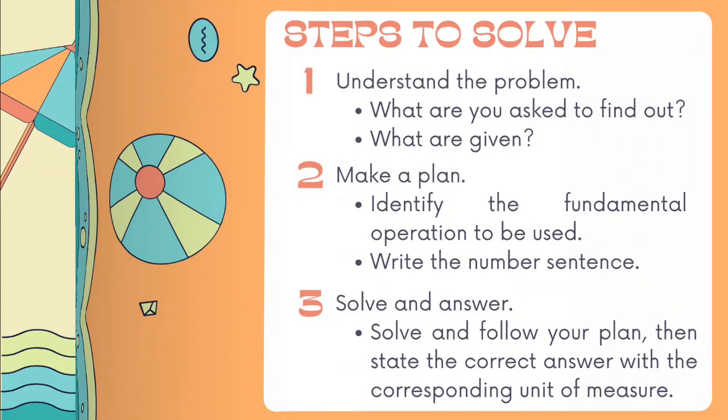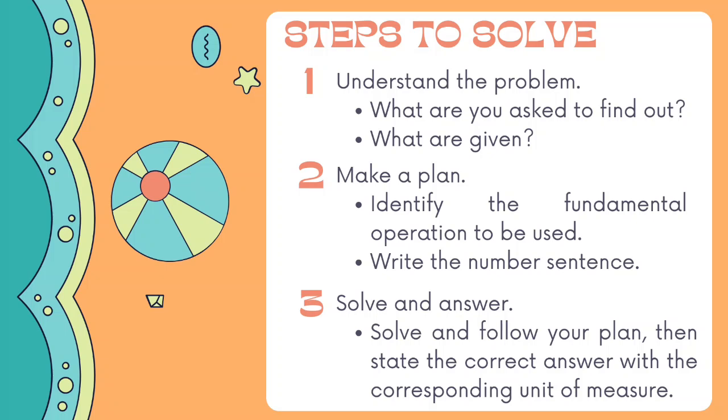We follow steps in solving word problems, and here they are. The first one is to understand the problem. In understanding the problem, you have to ask yourself what are you asked to find out and what are the given facts. Step number 2 is to make a plan. In making a plan, you have to identify the fundamental operation to be used and to write the number sentence. And the last step is to solve and answer. You have to solve and follow your plan, then state the correct answer with the corresponding unit of measure.